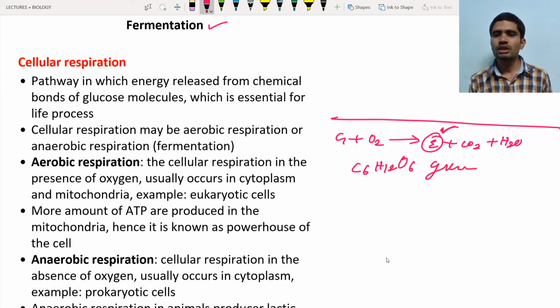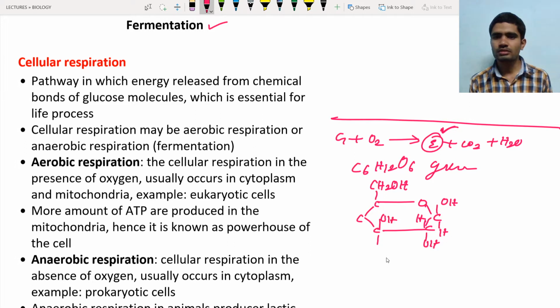If you want to write the structure of the glucose, it will look in this way. The carbons, oxygen, carbon, carbon, and here will be CH2OH. If you want to completely write the formula, OH, H, H and OH, again OH, H, H and OH. You don't have to remember this formula or write it in your notebook, but for the better purpose of the explanation, we are writing it. So this is the glucose molecule.